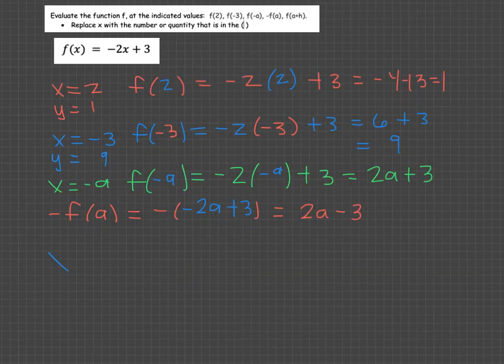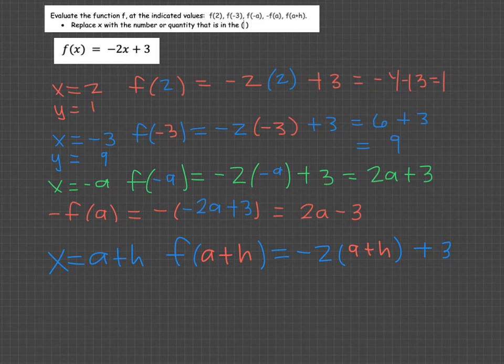Last one, we're going to take x equal to a plus h. And so we are going to evaluate the function at a plus h. So we plug in a plus h for x. So negative 2, plug in a plus h, replace that x with a plus h, and then we've got the plus 3.